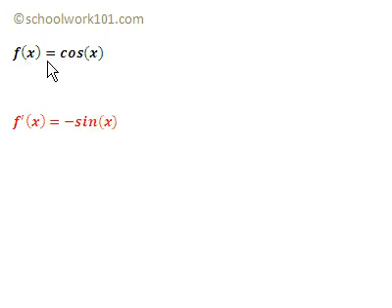Okay, so we've got the function f of x is equal to cosine x, and we want to find the derivative. So f prime of x is equal to negative sine x, and this is another one that you need to memorize.